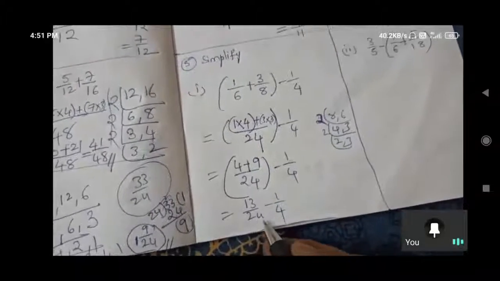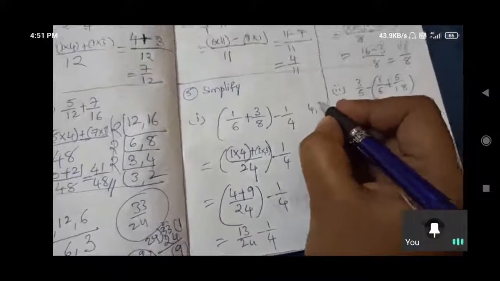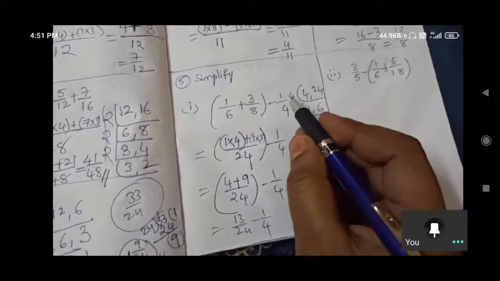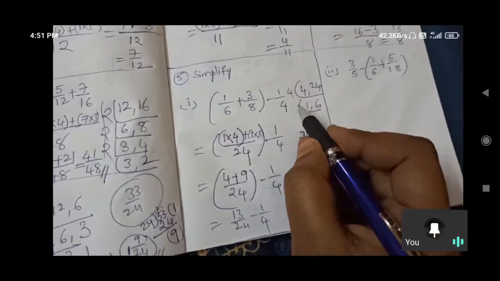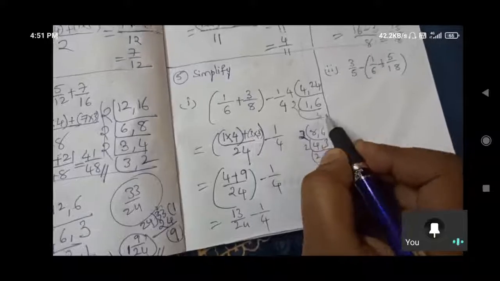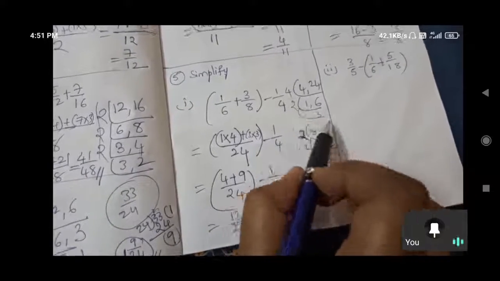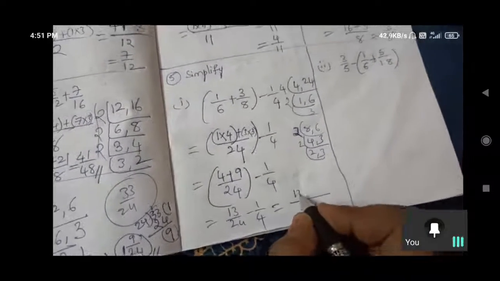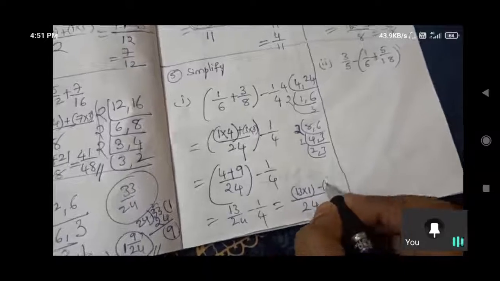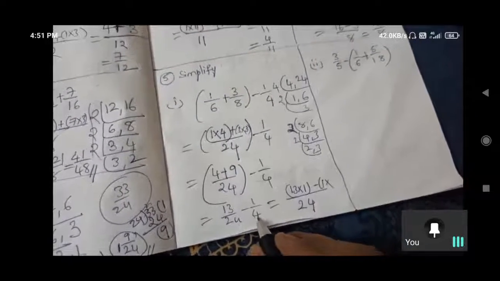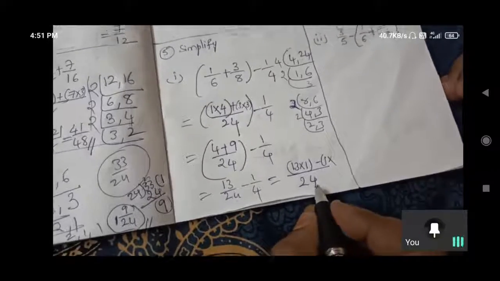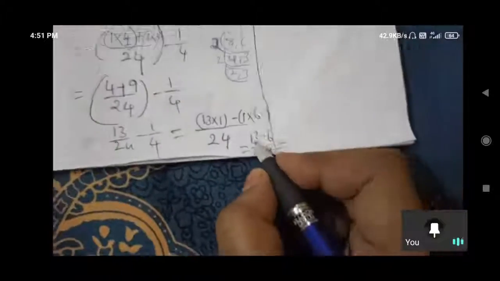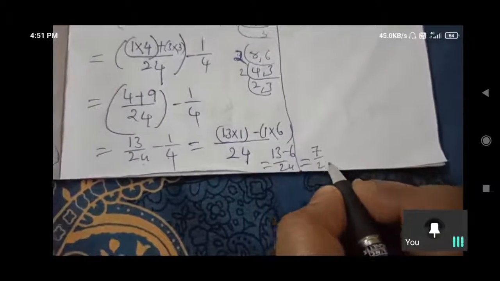Among 24 and 4, what is the LCM? 24 is the LCM here. So here 24, 24. 13 should be multiplied with 1, and 1 should be multiplied with how many times 4 to get 24? 6 times. So 13 minus 6 by 24 is equal to 13 minus 6, how much? 7 by 24 is the answer.